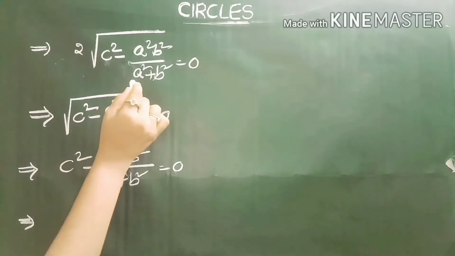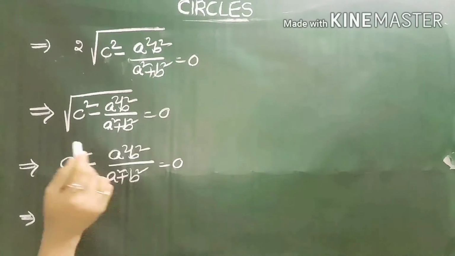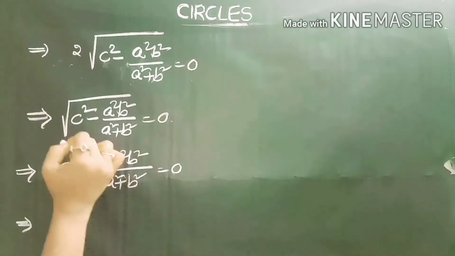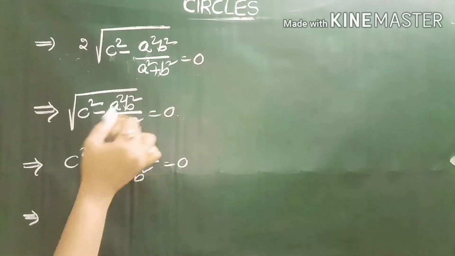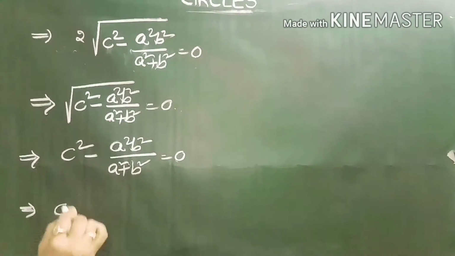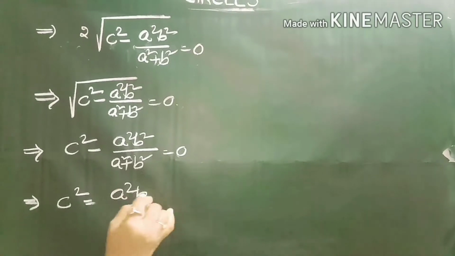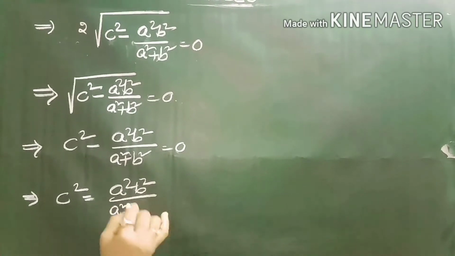2 root of (c square minus a square b square by a square plus b square) is equal to 0. That is, 0 by 2 becomes 0. Root over this value equals 0. Squaring on both sides, this value is equal to 0, which implies c square is equal to a square b square by a square plus b square.